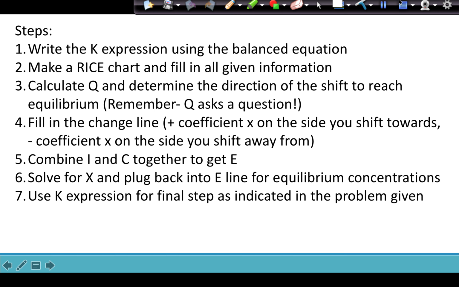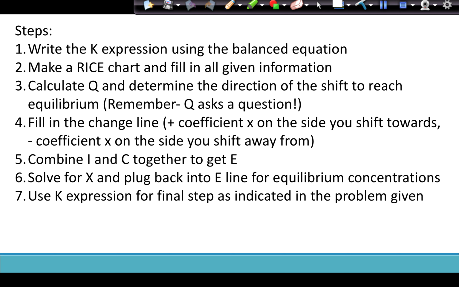So again, what did we do in order to complete that problem? We had to first write the K expression using the balanced equation. Remember, that was products over reactants to the power of the coefficients. The next thing that we did was make the RICE chart: reaction, initial, change, and equilibrium, and we filled in all the given information from the problem.